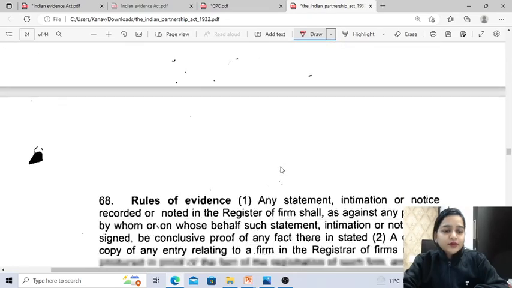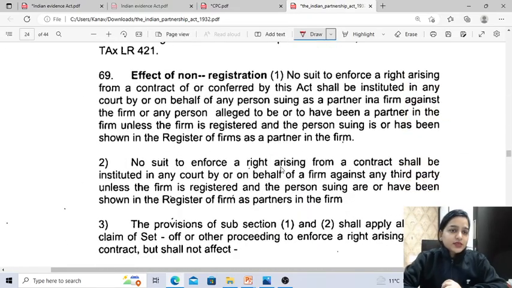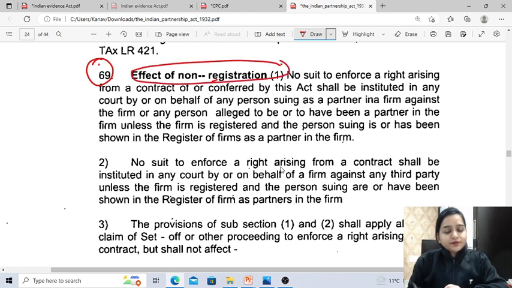देन वन मोस्ट इंपॉर्टेंट सेक्शन इन दिस इज दैट इज सेक्शन 69. The registration of a firm is not compulsory, that is optional. So no suit to enforce a right arising from a contract or conferred by this act shall be instituted in any court on behalf of the person. So what is the effect of non-registration? That is given under section 69.